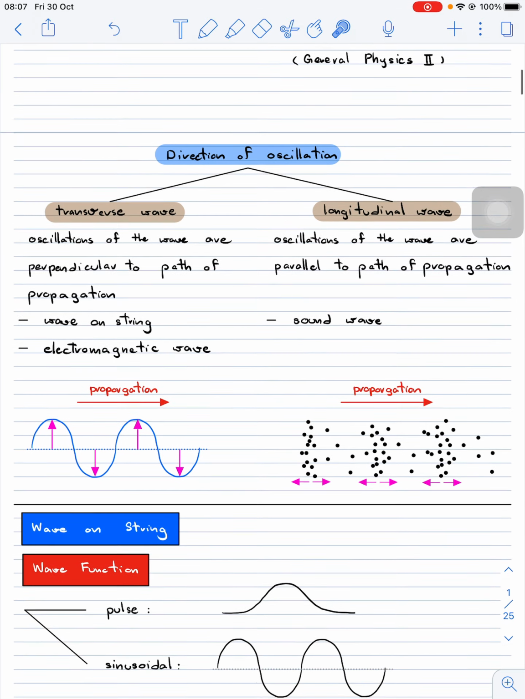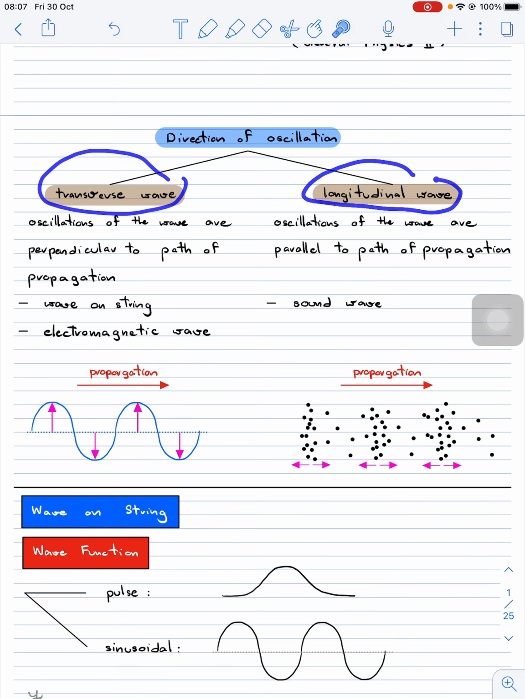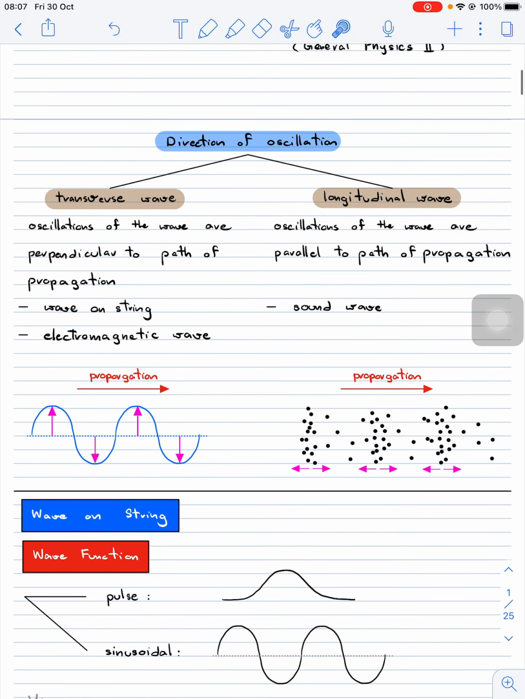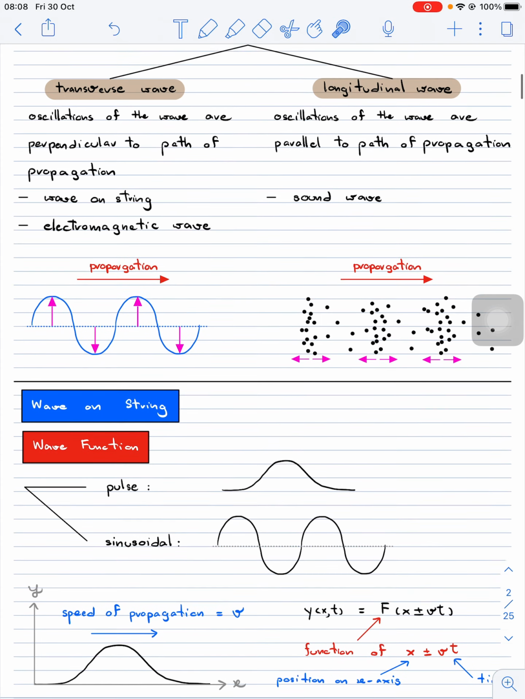But now, if we want to categorize the wave by the direction of the oscillations, then we can categorize into two types. We have the transverse wave, and then we have the longitudinal wave. For the transverse wave, it means that the oscillations of the wave are perpendicular to the path of the propagation. For example, from this picture, if the wave is traveling to the right hand side, and the medium of, let's say, the string wave is moving up and down in this path, this is called the transverse wave.